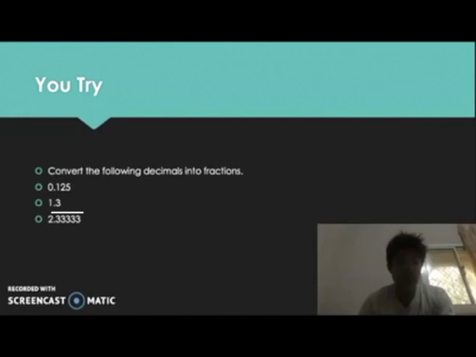Okay, so for the first problem, we have 0.125. We want to change this into a fraction. First we write 0.125 over 1. Now remember, we want to make this into a whole number. To do that, we must move the decimal place over until the end.